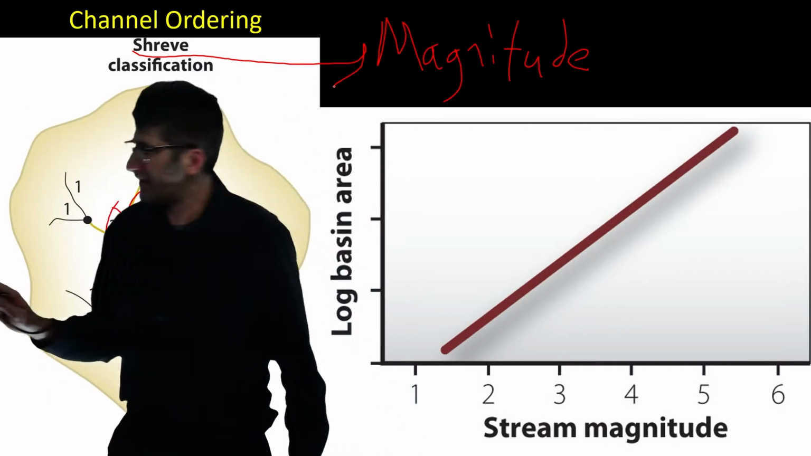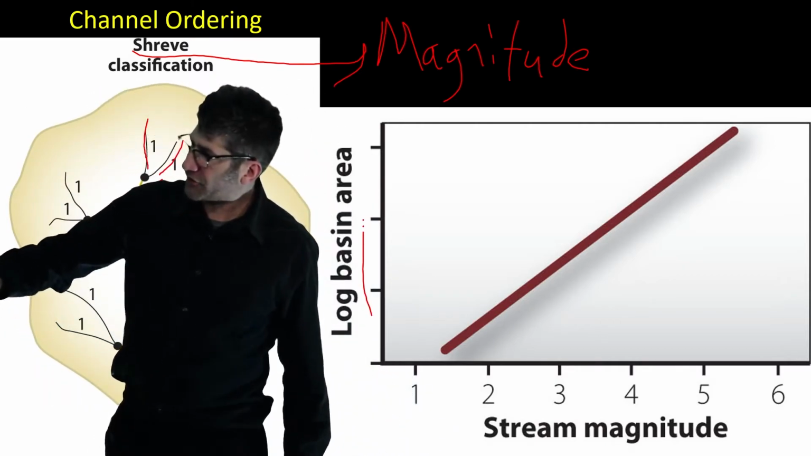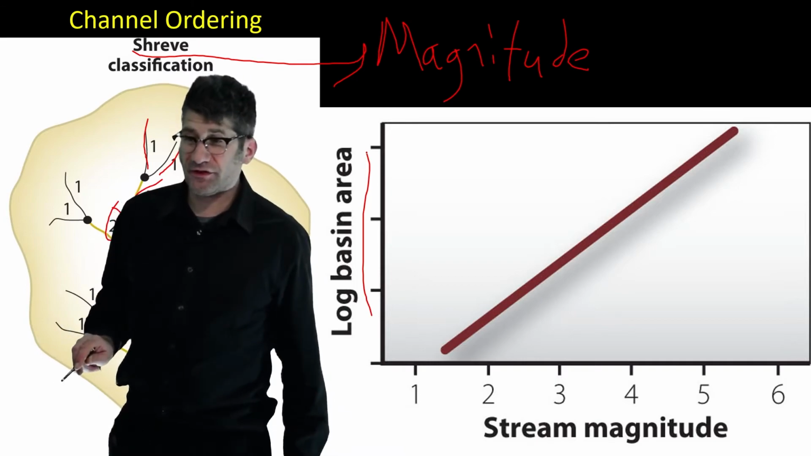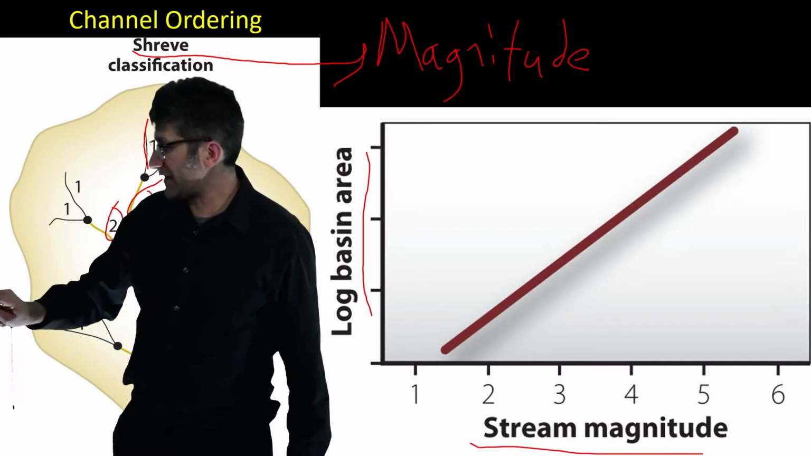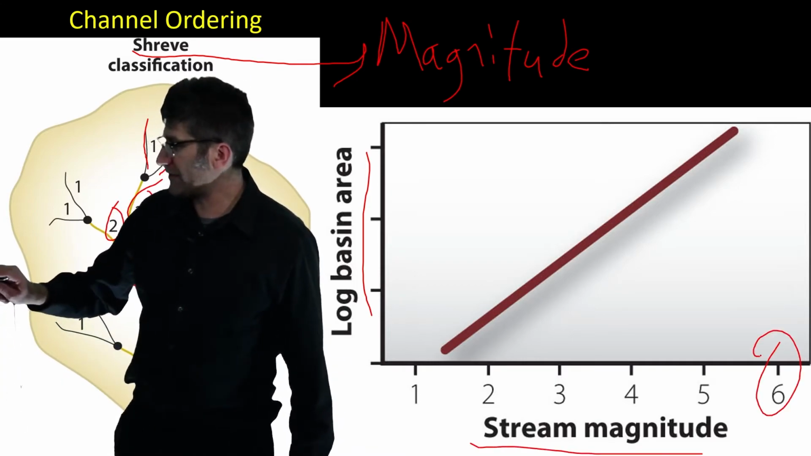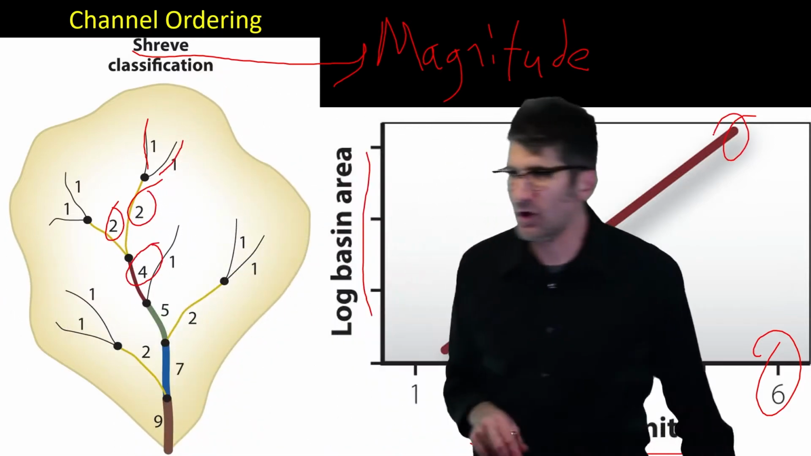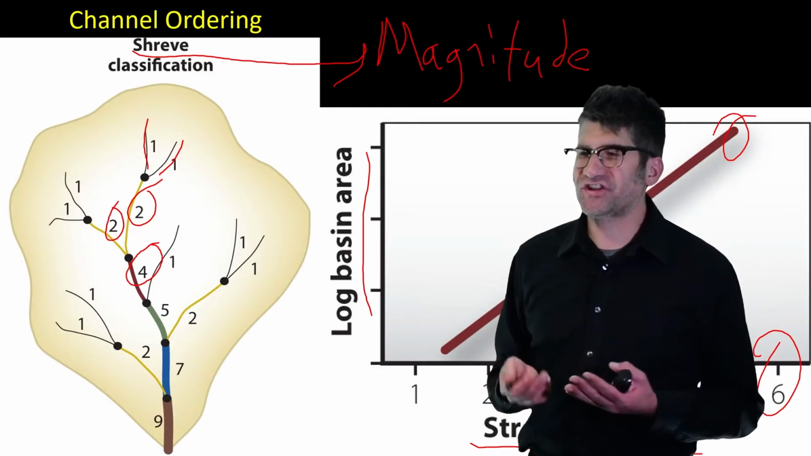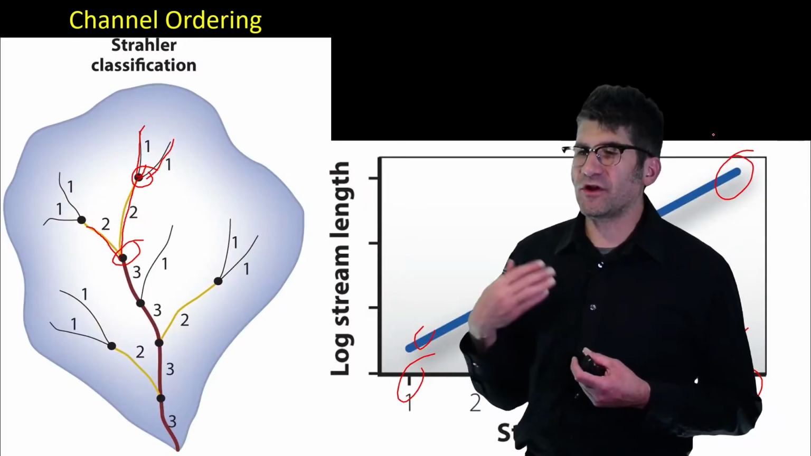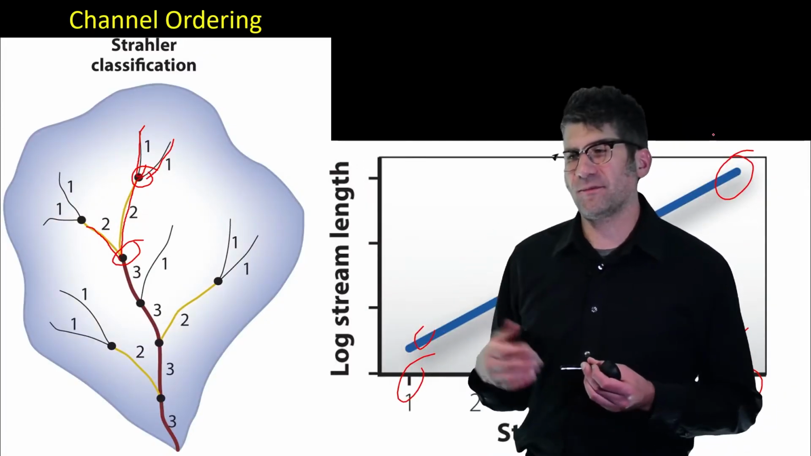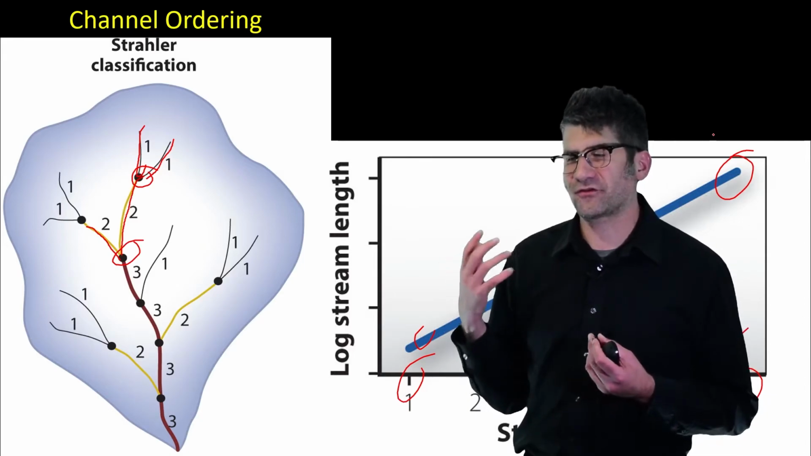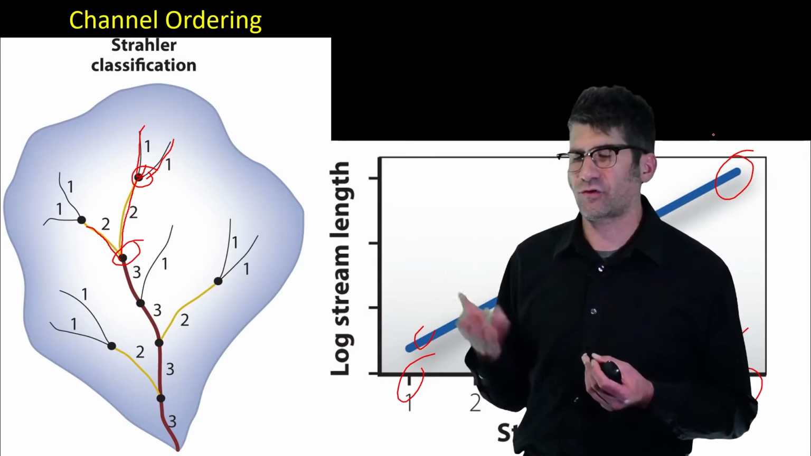In this case, the area of our stream increases with our stream magnitude. So the larger magnitude streams have larger basin areas. Okay, so we get two types of channel ordering. Commonly, what you'll mostly hear is this Strahler method. People refer to the Strahler stream order, first order, second order, third order stream.